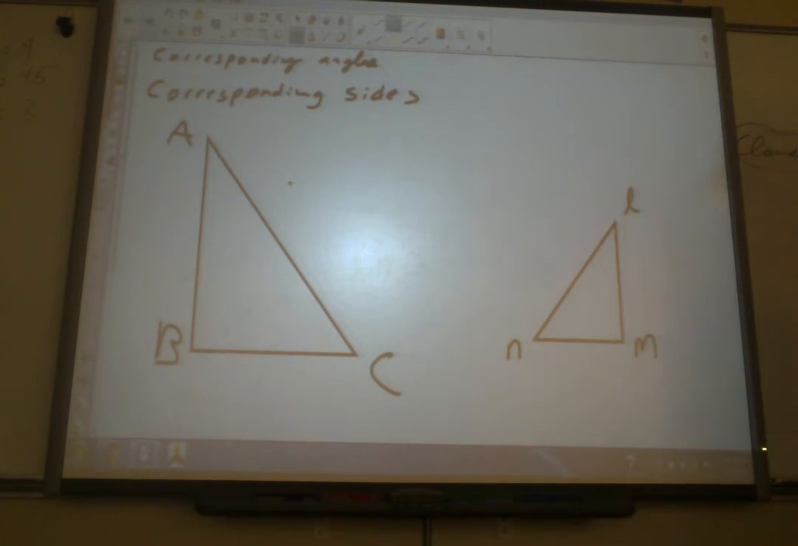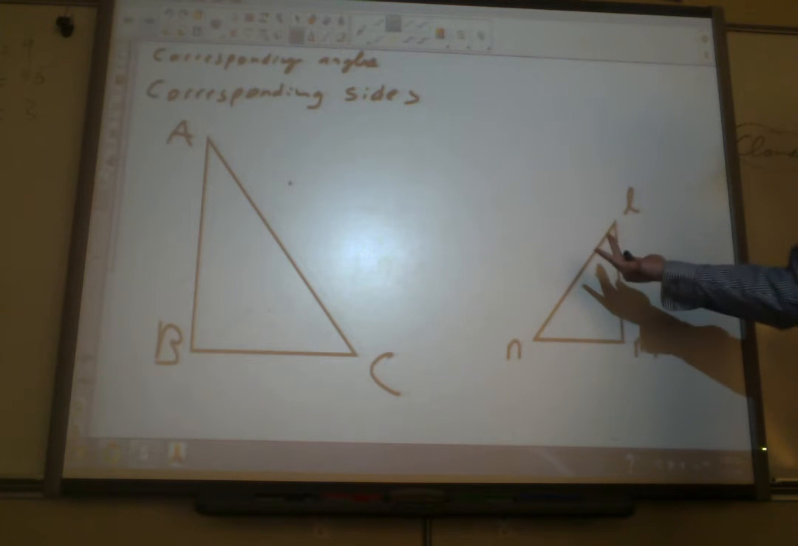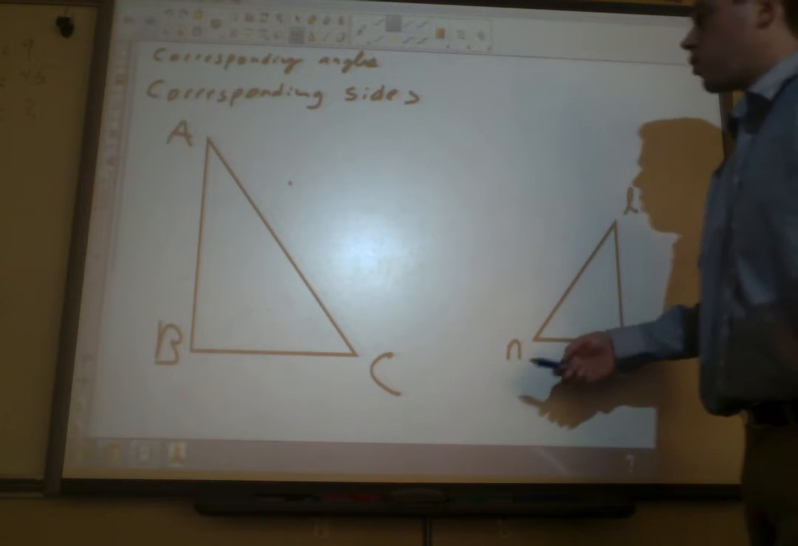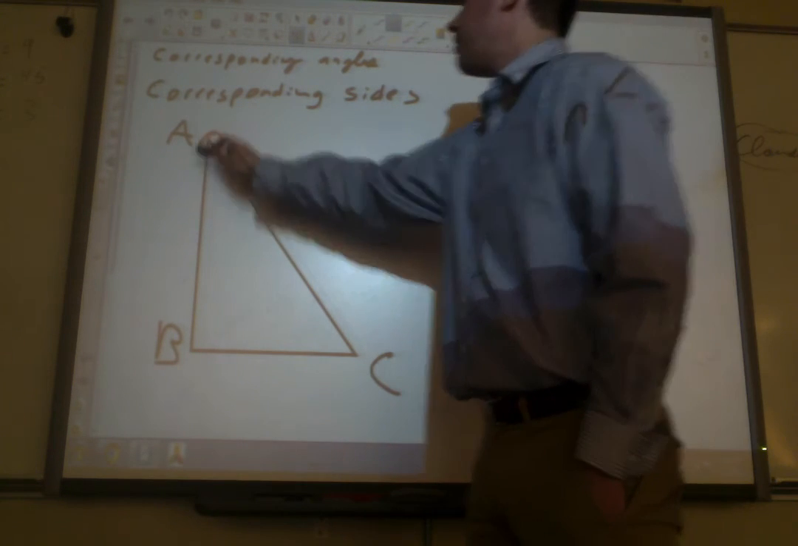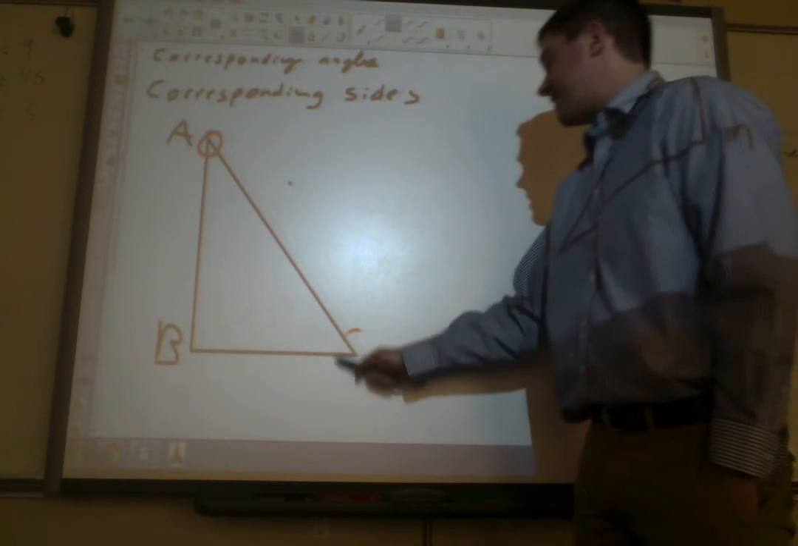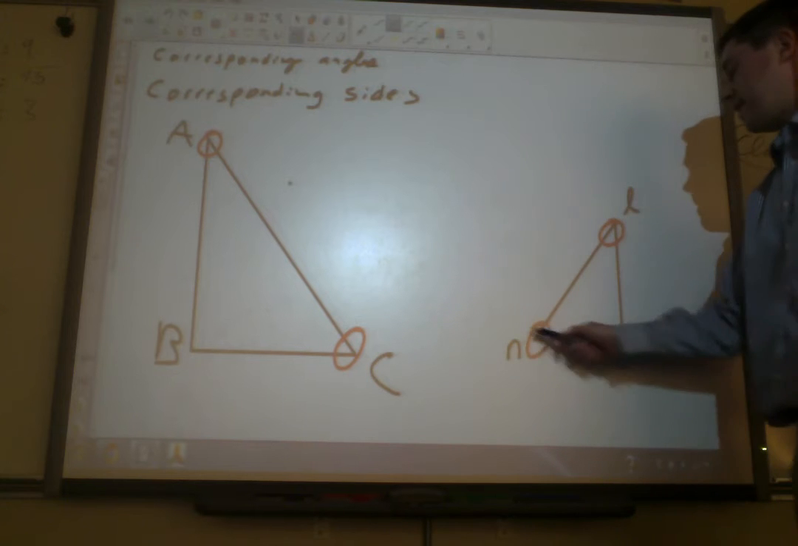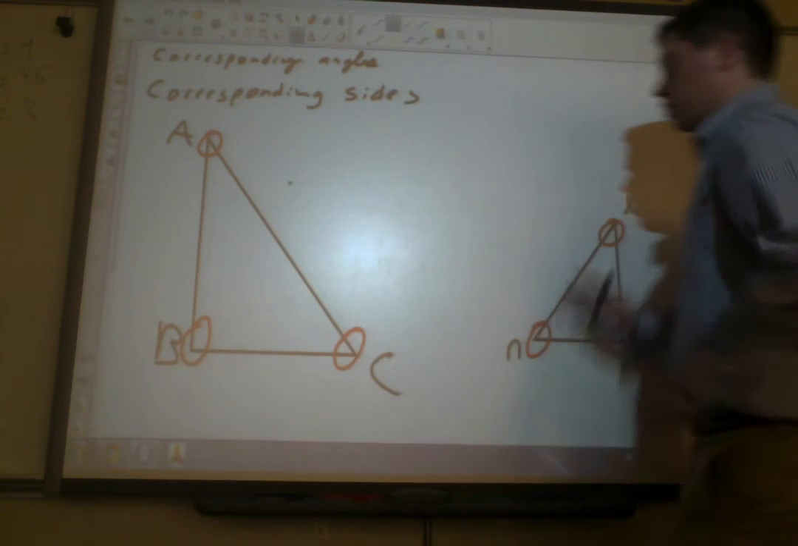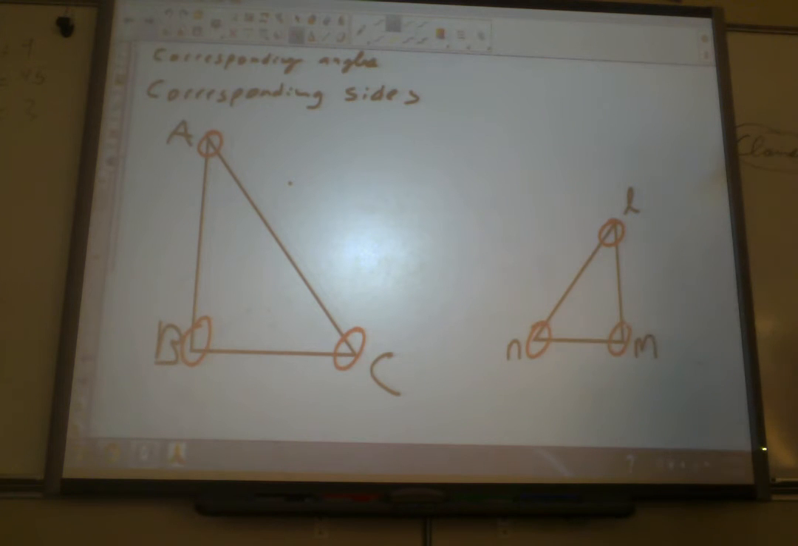Finally, we can still have corresponding parts even if the triangles aren't exactly identical looking. For example, this triangle has been flipped, but we could still say that these triangles are similar. And the corresponding angles could be the same. Angle A could correspond with angle L over here. In this case, C is going to correspond with N, and M over here is going to correspond with B. So just because the shapes are flipped doesn't necessarily mean they're not similar. These two shapes could still be similar.